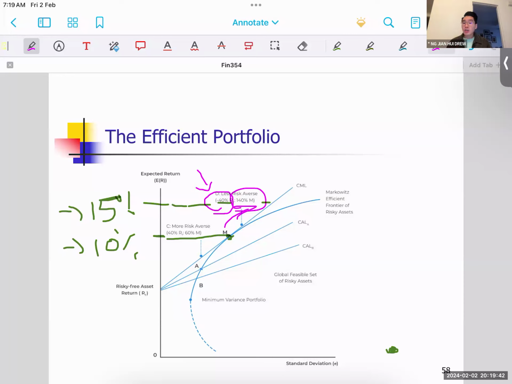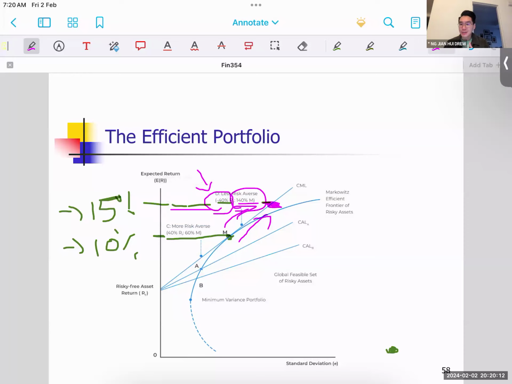It means you borrow money, right? You borrow some money from the bank and use that money you borrow to invest in more risky assets. And therefore, you are able to move up the straight line. So you are no longer in the efficient frontier, but you're moving up so that you can get this return here, which is out of the efficient frontier. However, it will give you the 15% that you require.